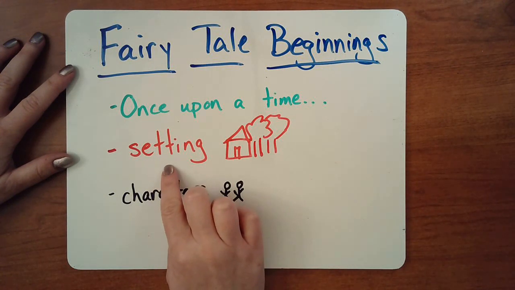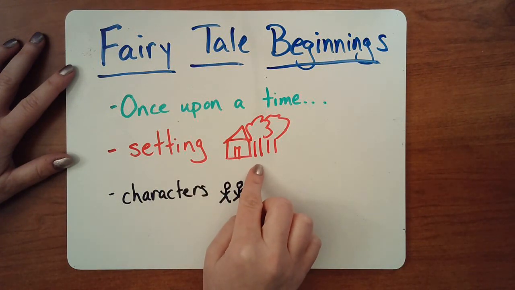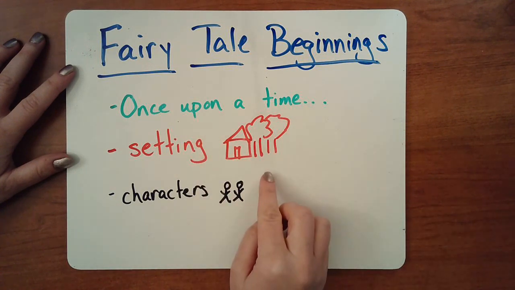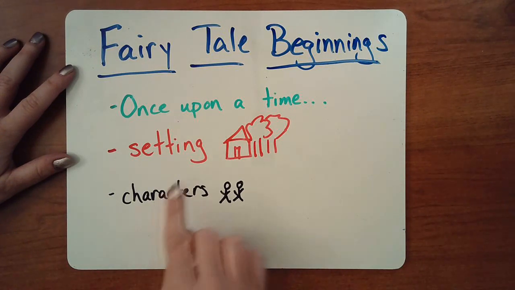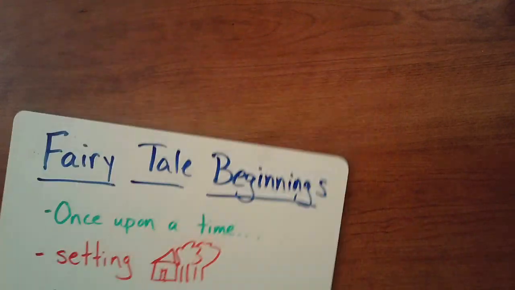They tell us the setting, which is where and when the story takes place. "Once upon a time" is the when. And they also tell us who the main characters are, or who the characters are that are going to start the story. Once upon a time, setting, characters. Let me show you.